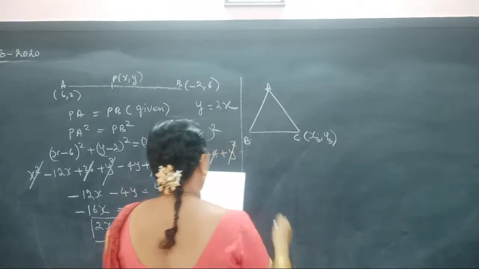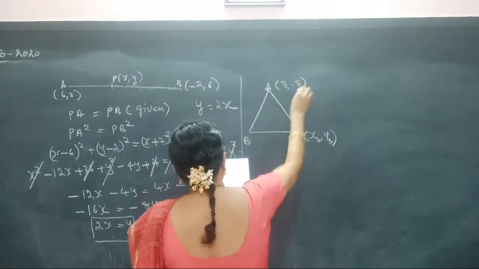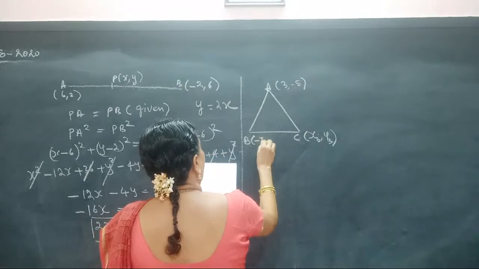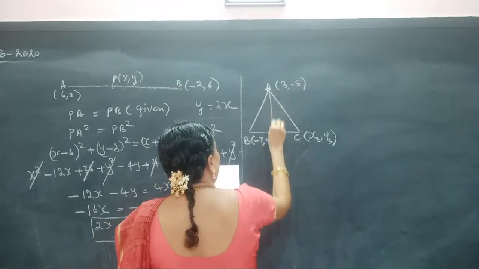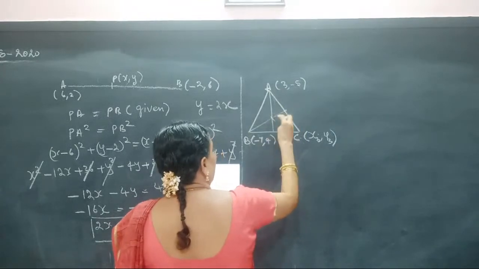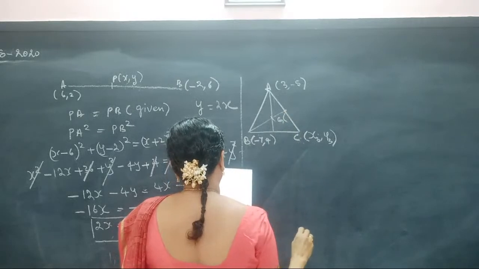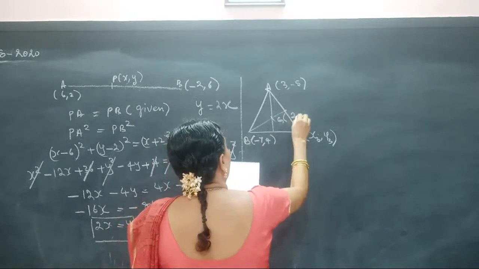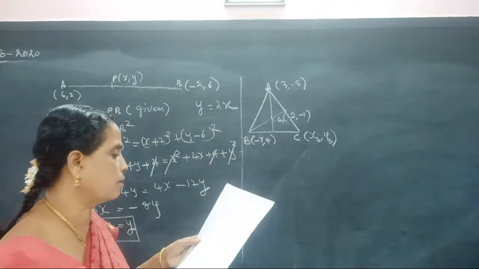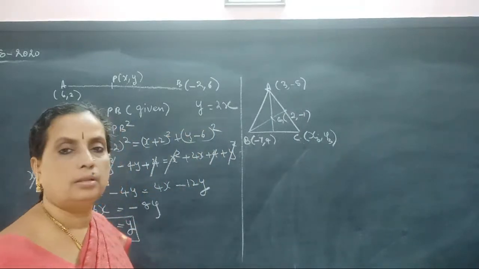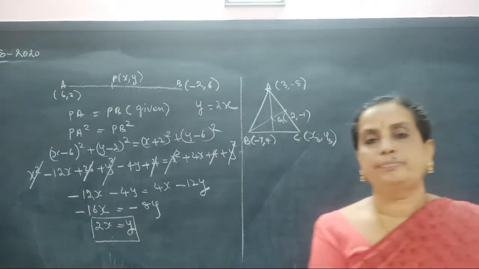The vertices of a triangle are (3, -5), (-7, 4). If the centroid G is (2, -1), find the third vertex. Get the figure.